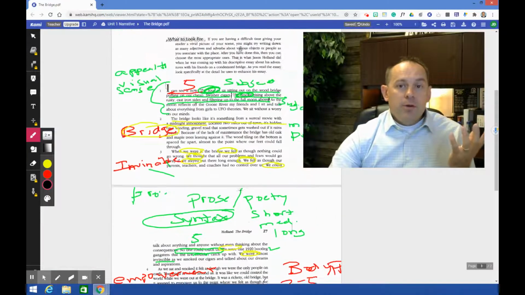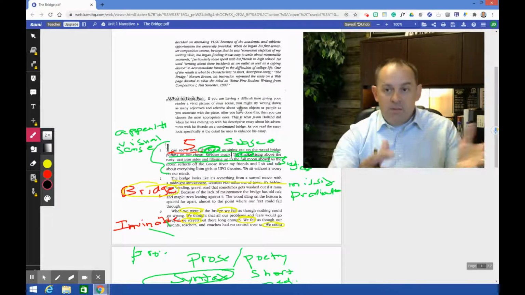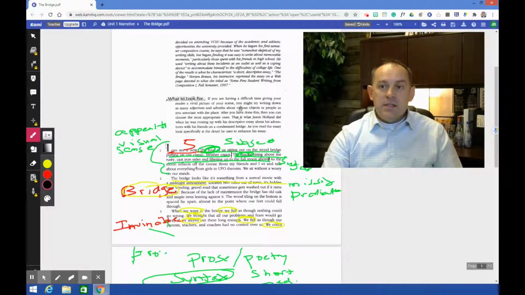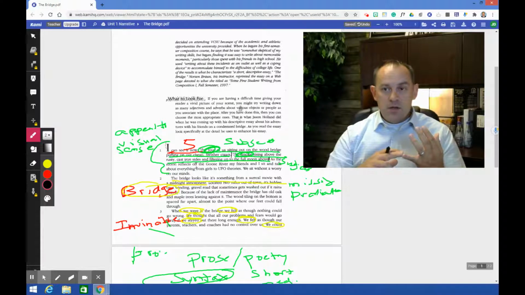Hopefully that helps you better understand, and I've heavily annotated for you so that you can see the subtlety of organization and the appeal to senses as making up good descriptive writing.